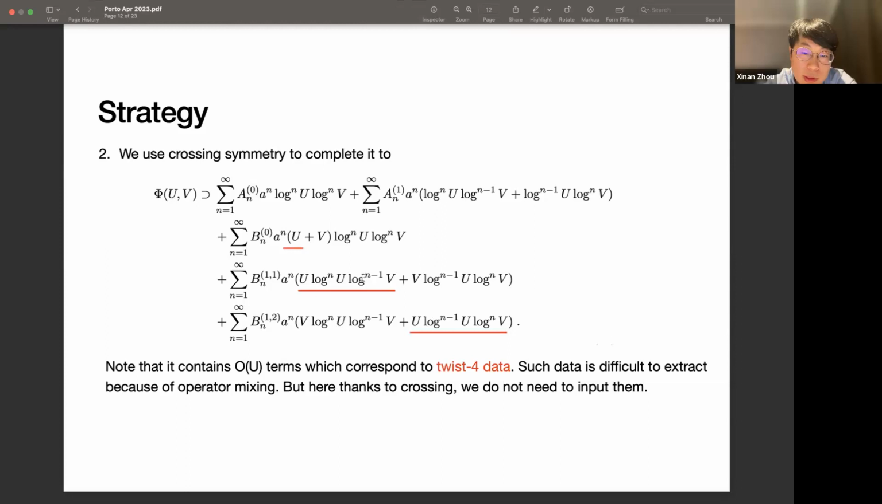These additional terms, I underline them with this red line. And this leading power, subleading power in V now translates to a power of U. Note these terms are proportional to U. They correspond to operators with higher twist. They are twist 4 operators. The data of such operators is actually quite difficult to extract because at twist 4 there is operator mixing. But thanks to crossing symmetry here, we just obtain them for free, and we do not need to import them.